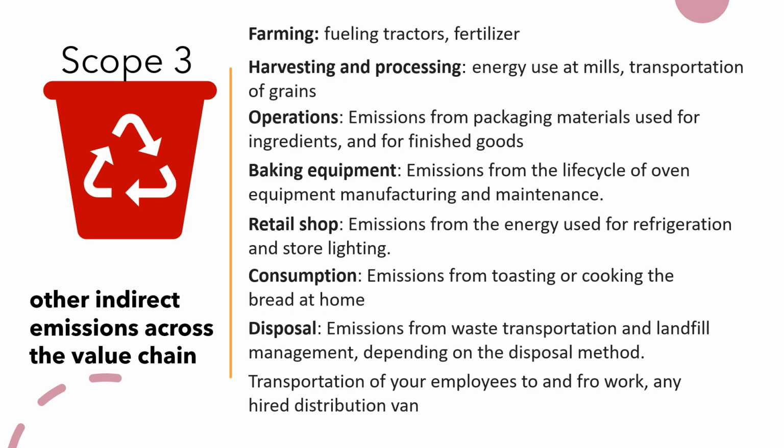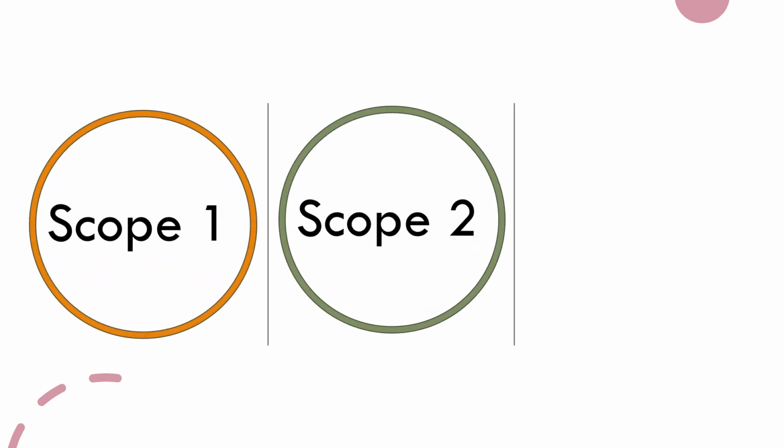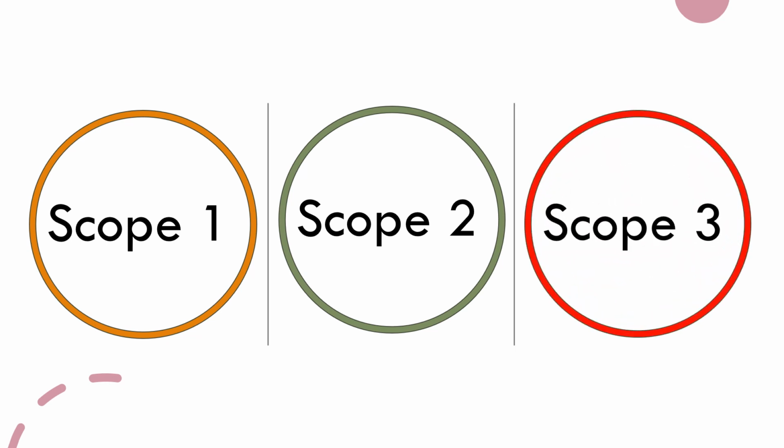So in all of this, we've explored three scopes and how they help us understand the different types of emissions. Scope 1 and 2 are easier to measure and control, while scope 3 requires a broader look at the entire value chain. Understanding all scopes is crucial for businesses so that they can make informed decisions and take steps towards a more sustainable future. Most importantly, by understanding your own carbon footprint and making conscious choices every day, you can play a big role in reducing emissions and creating a positive impact on the planet.